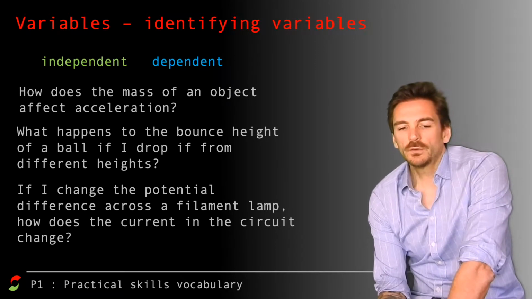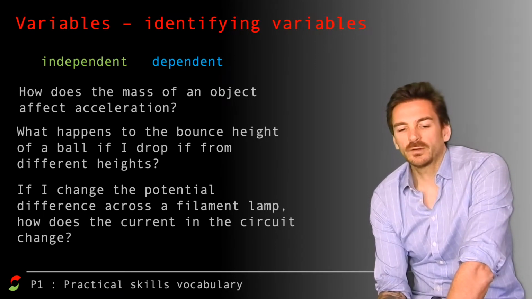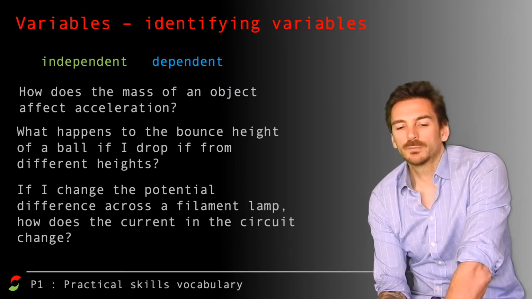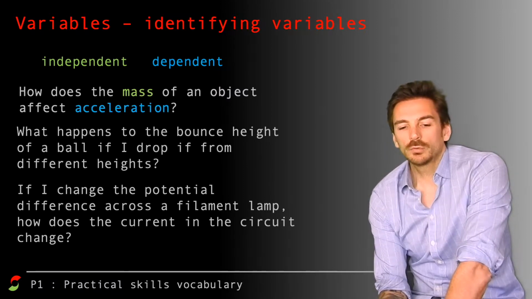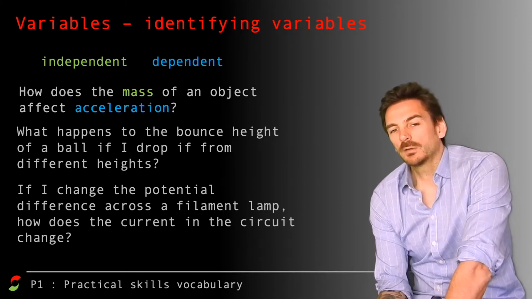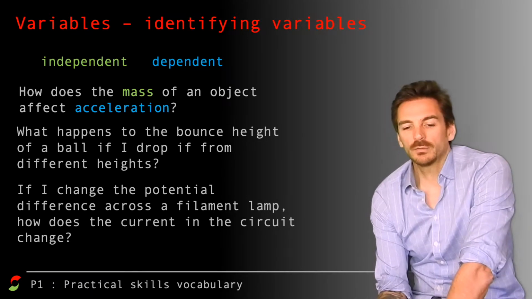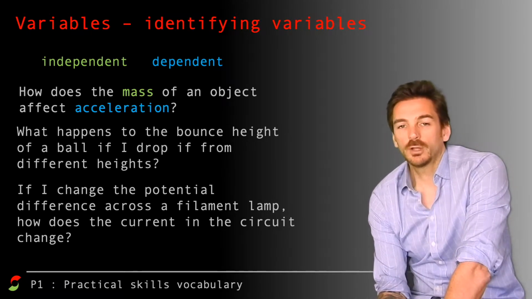So let's have a look at that first one. How does the mass of an object affect acceleration? That means the scientist is going to change the mass. That's the independent variable. So we're looking at mass being changed by the scientist, and they're hoping that the mass is going to change the acceleration. So acceleration depends on mass.